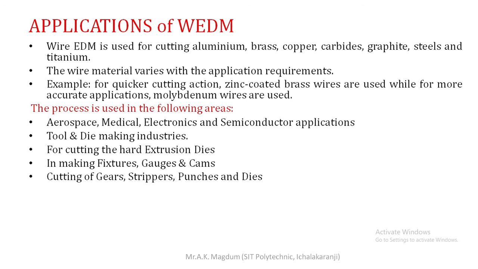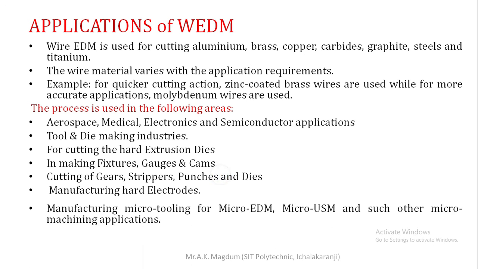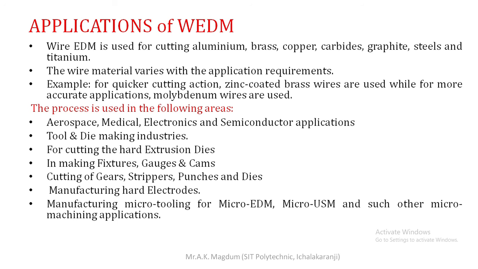Next one is the cutting of gears, strippers, punches and dies. For manufacturing various gears and strippers, the wire EDM process is required. Next one is manufacturing hard electrodes. For that purpose also the wire EDM process is required. Next one is manufacturing micro tooling for micro EDM, micro USM and other micro machining applications.